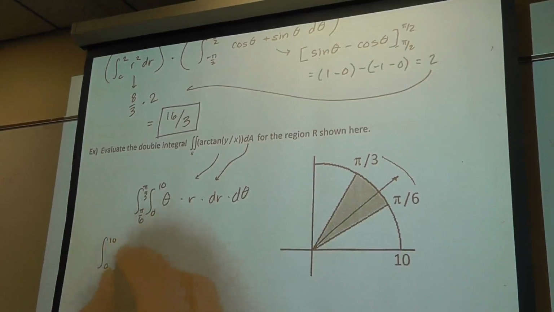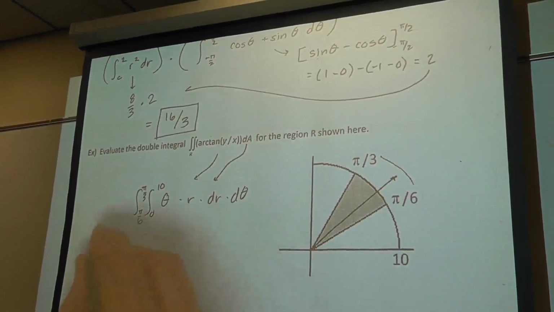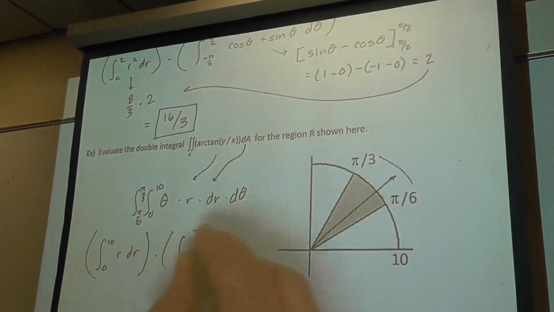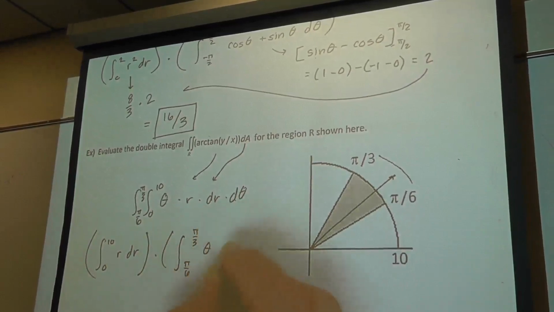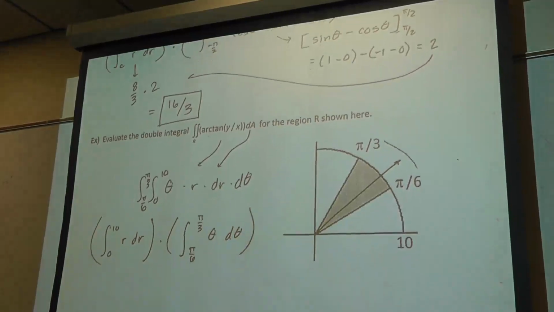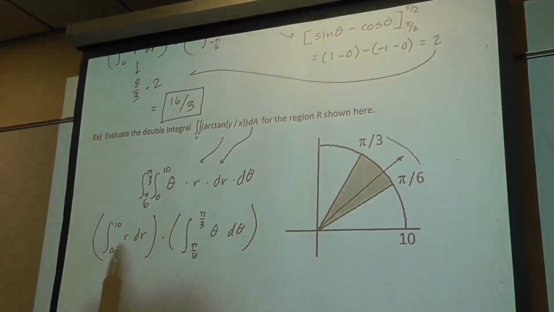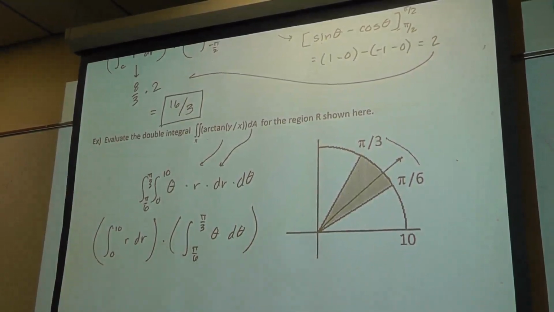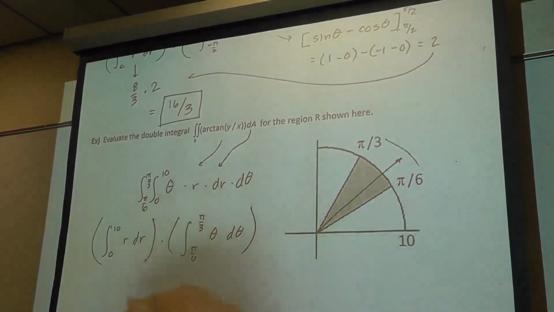Do my 0 to 10 for r dr, and then times my pi over 6 to pi over 3 for theta d theta. 1/2 r squared, so there's where the 50 came from. Or at least I remember you saying a 50 in your answer. So yeah, 50 will contribute to the answer.